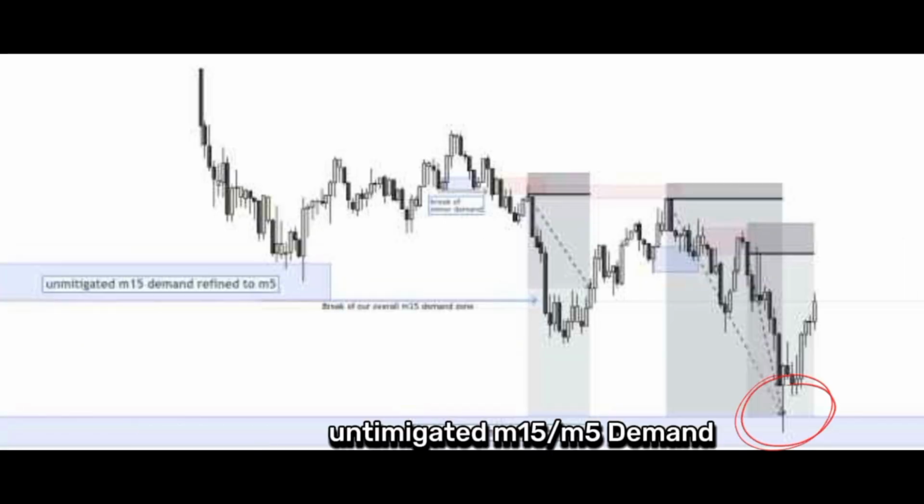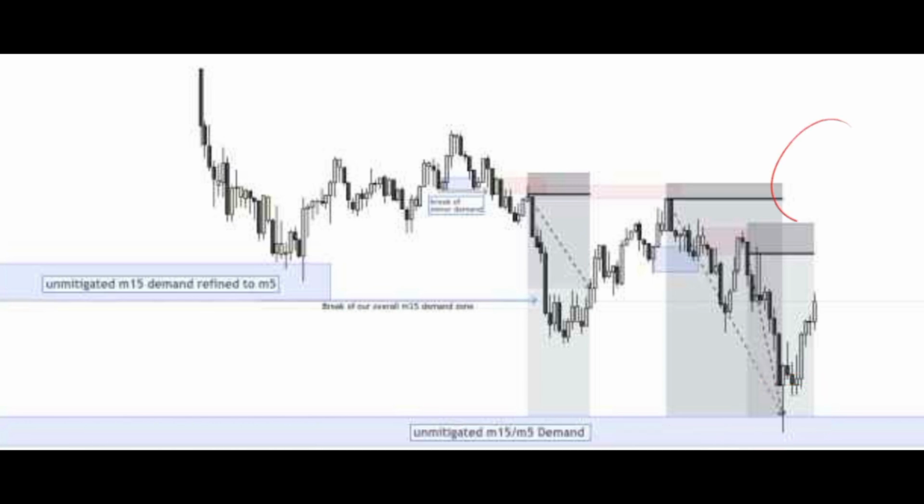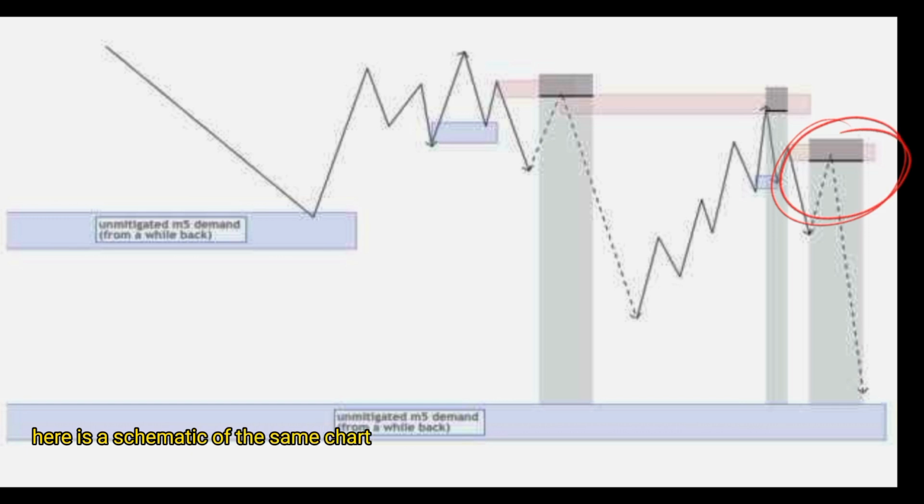Chart example. Here, we can see price reacting to our unmitigated M15, refined to M5 or below, zone. How come we got into a sell before price breaks the zone? It is very simple. If this demand was strong, it would have reacted strongly and broken new supply levels. Instead, we saw a flip which indicated that demand was weak, and supply was back in control. We take an entry on the OB or supply zone that caused the flip. Here is a schematic of the same chart.